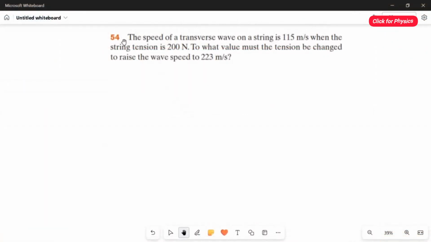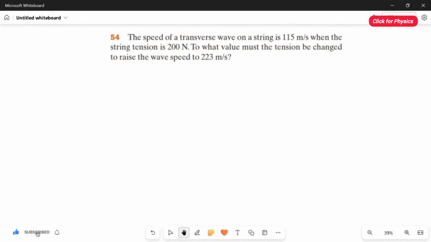Problem number 54. The speed of a transverse wave on a string is 115 meters per second when the string tension is 200 Newton. To what value must the tension be changed to raise the wave speed to 223 meters per second? So in this question, we are going to find the value for tension.